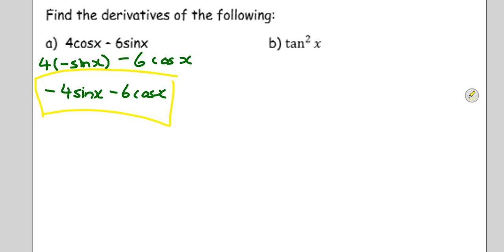Tan squared x. Ooh. Let's rewrite that. Tan x squared. Yeah, it's just like saying tan x squared. So what method would we use to differentiate something like that? We would use the chain rule.